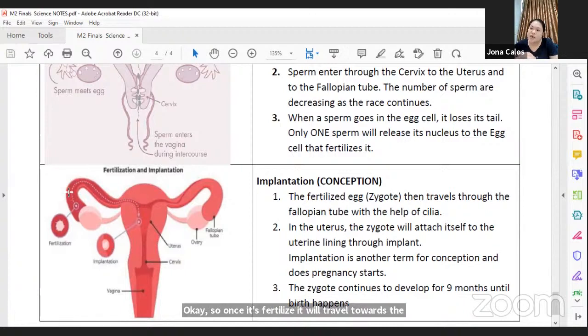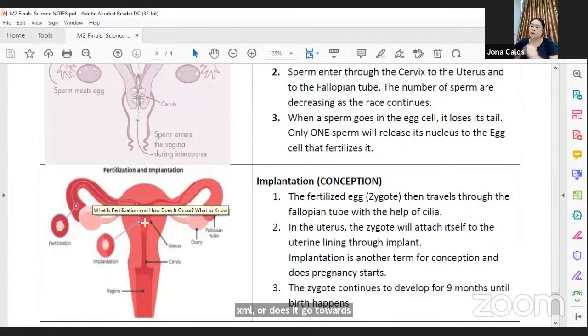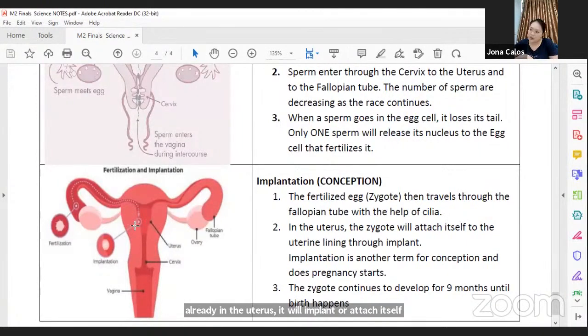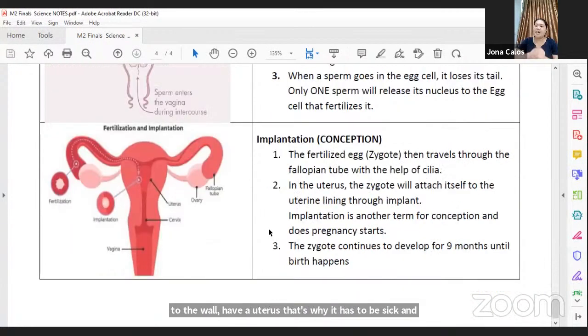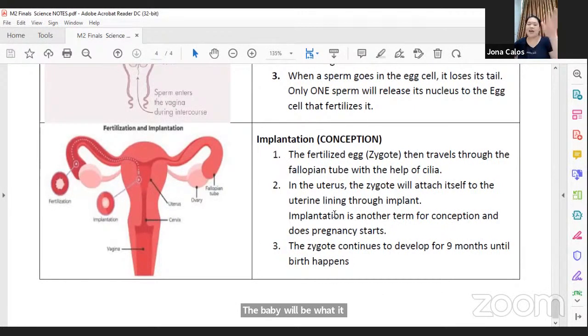So again, as I mentioned, the fallopian tube has cilia. It's like hairs. So it's just like the ones that will move the egg cell or the zygote towards the uterus. So once it's already in the uterus, it will implant or attach itself to the wall of the uterus. That's why it has to be thick. And of course, it will stay there for 9 months. And after 9 months, the baby will be what? It will be birth, or you have to give birth, and that's it.